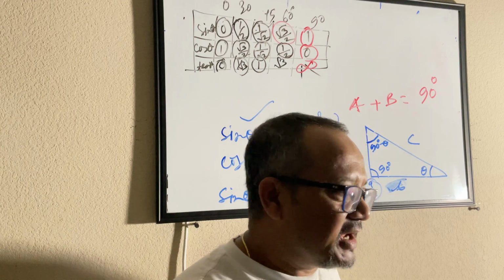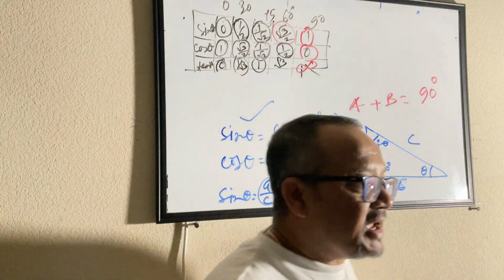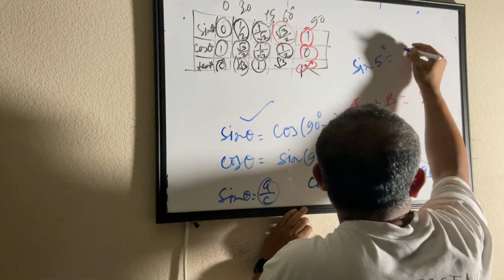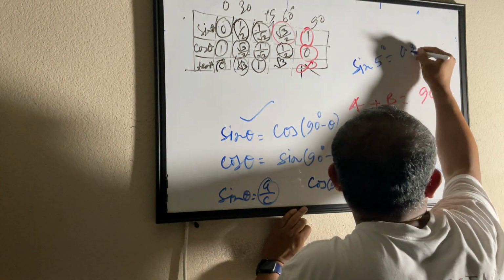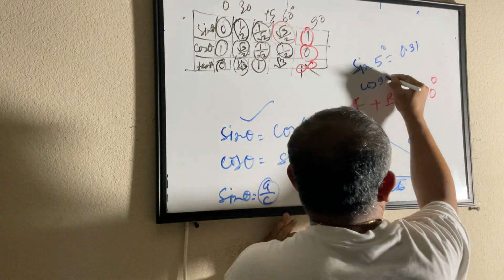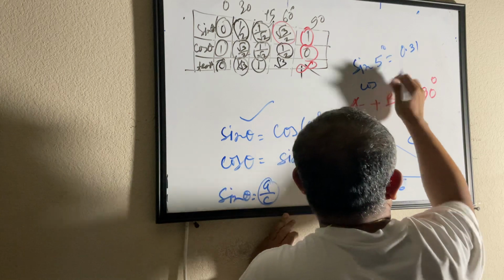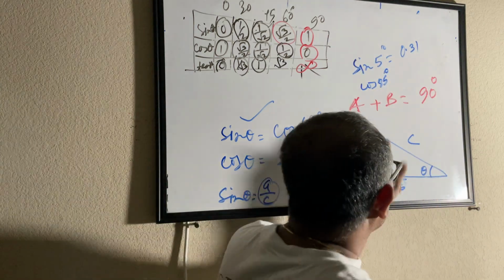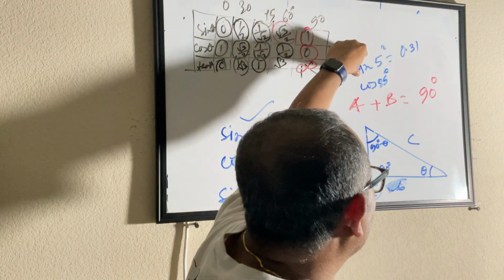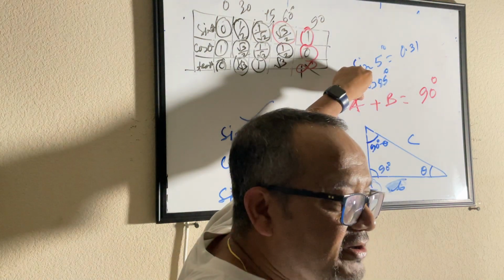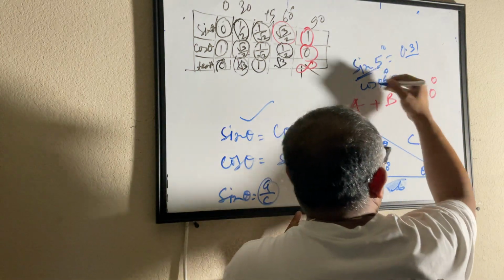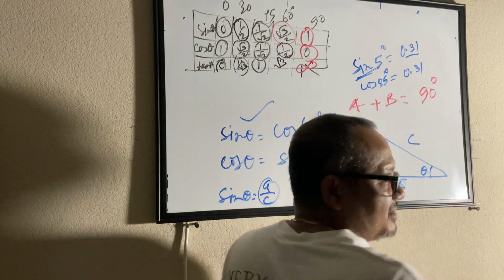Does it make sense? Now you say why is this important? If somebody gives you sine of 5 degrees equal to, let's say, 0.31, find out the value of cos 85 degrees. See, this is a complementary angle. So sine of 5 is equal to cos of the complementary angle. If you know sine of 5 degrees equals this, you will say okay, cos of 85 is also 0.31.